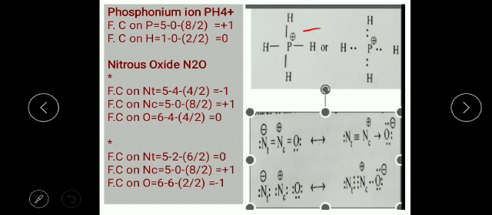Here there are 4 bonds, so it creates 8 bond pair electrons. So 5 minus 0, minus 8 divided by 2, so plus 1. And on hydrogen, it has valency 1 minus 0 as there is no lone pair, and 1 bond pair is there. So 2 divided by 2, the answer is 0.